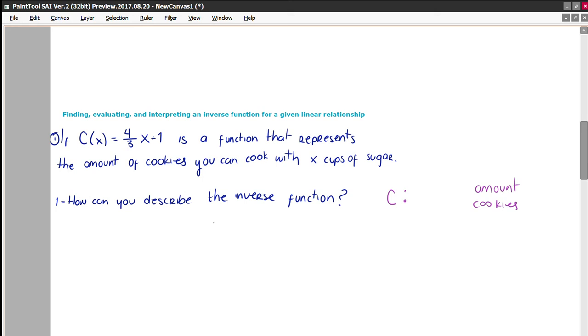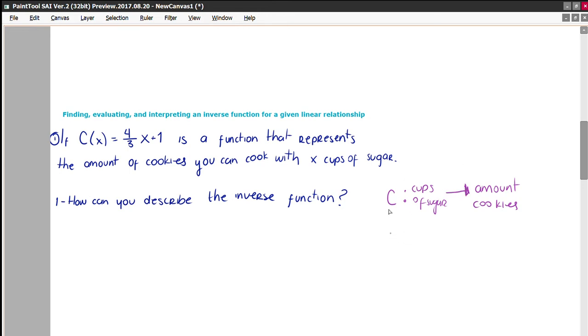Okay, in this example, we're going to work with interpreting a function and its inverse. So, for example 1, our function c of x equals 4/3 of x plus 1 is a function that represents the amount of cookies you can cook with x cups of sugar. That means the function c is telling us the amount of cookies I can cook with an amount x of sugar. So for every cup of sugar, function c tells us an amount of cookies.